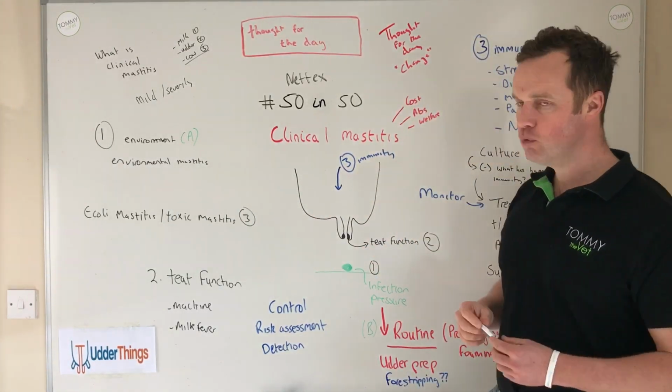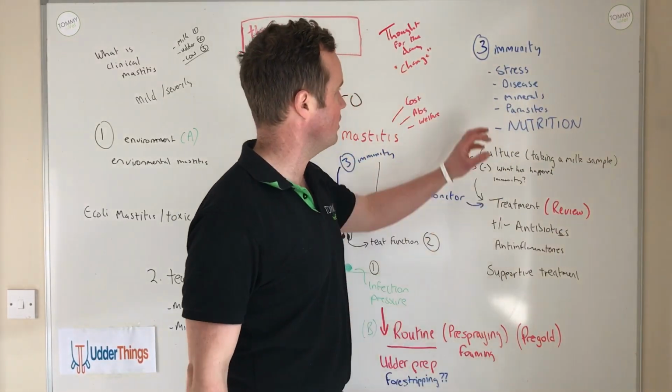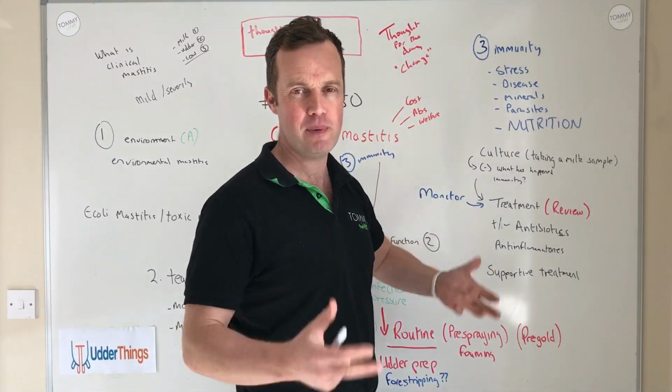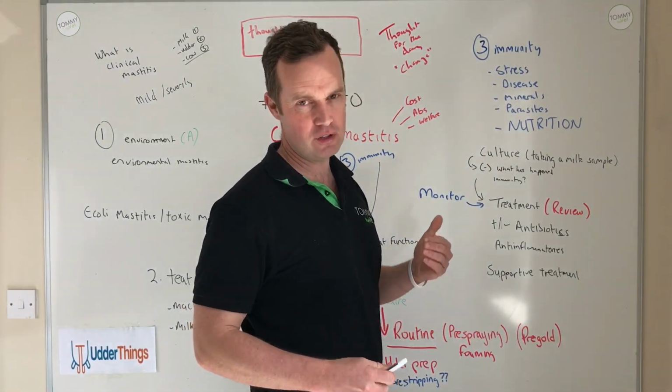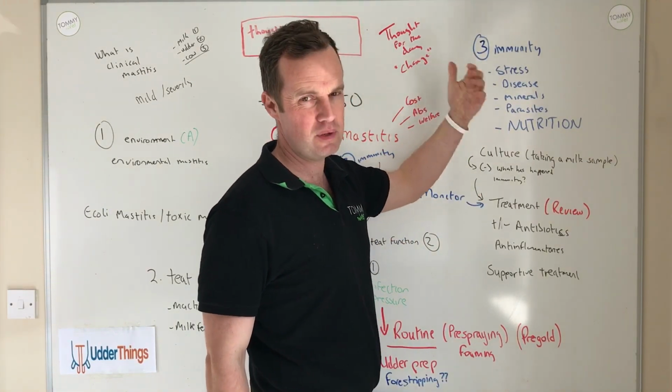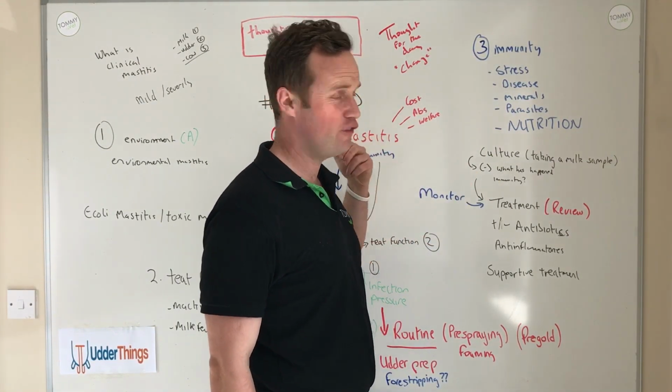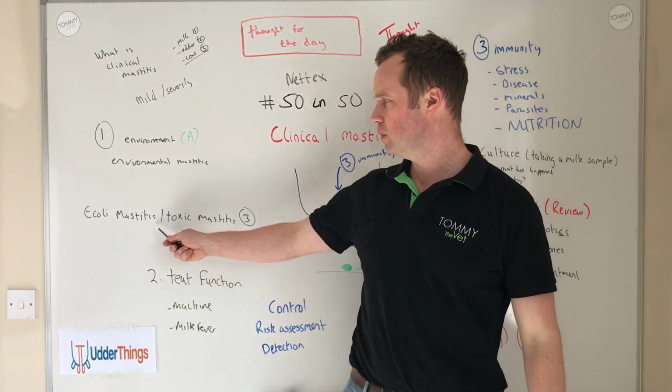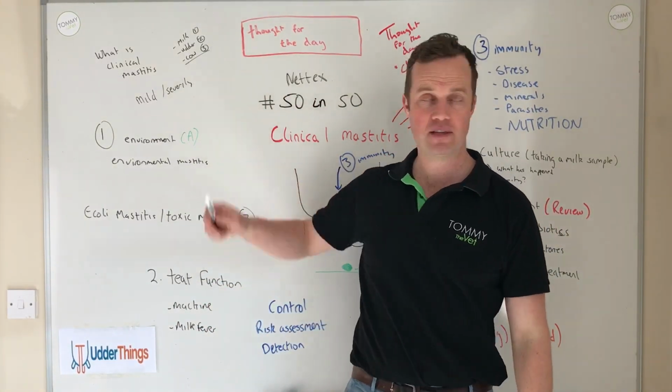And number three, a really important one with clinical mastitis, I think, is immunity. So the immunity, like there is bacteria in the environment in farms, they do get into the udder, but if we've compromised the immune system, that's where we see a lot of the clinical issues. And the more severe the compromise of the immune system, the more severe often the mastitis is.